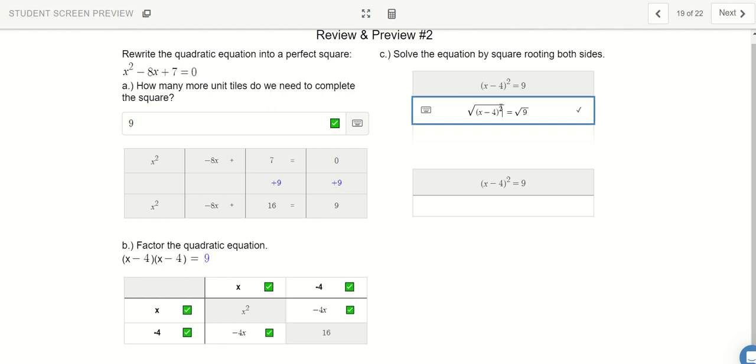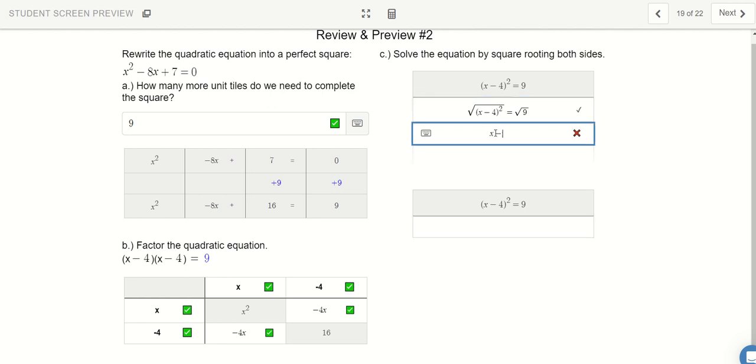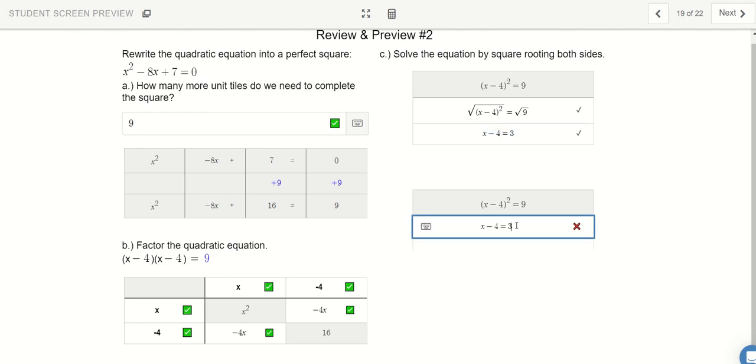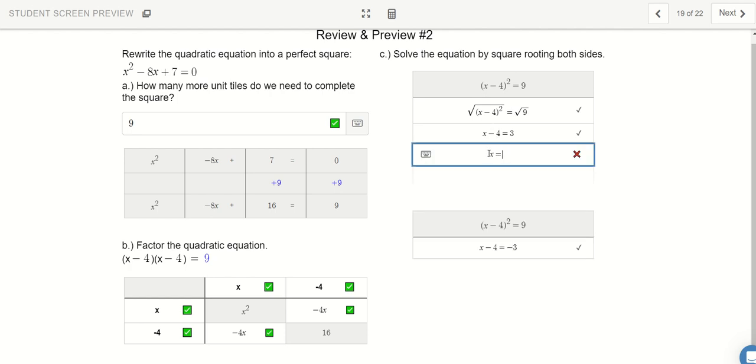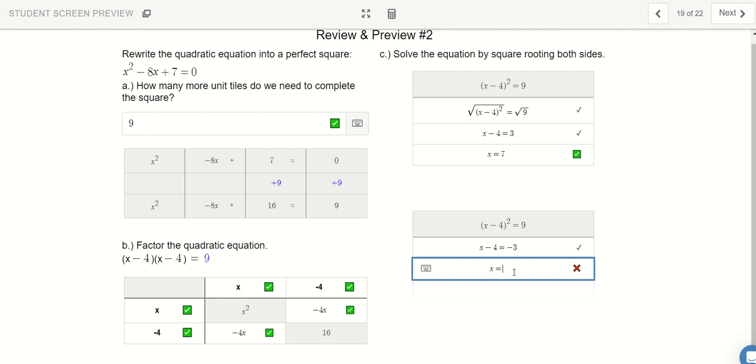Again, square and square root cancel out, which is why we're only left with x minus 4. And the square root of 9 has two versions. It can either be 3 times 3 is 9, or negative 3 times 3 is 9. Okay, so now that we split up our answers into the positive and negative version, we can add plus 4 to both sides. Plus 4, negative 3 plus 4 is going to be 1. So those are our two answers.